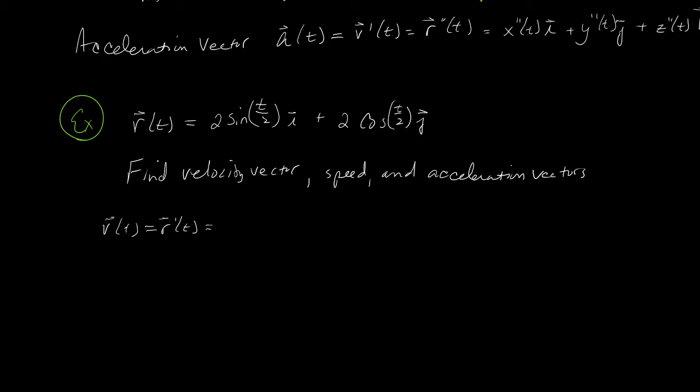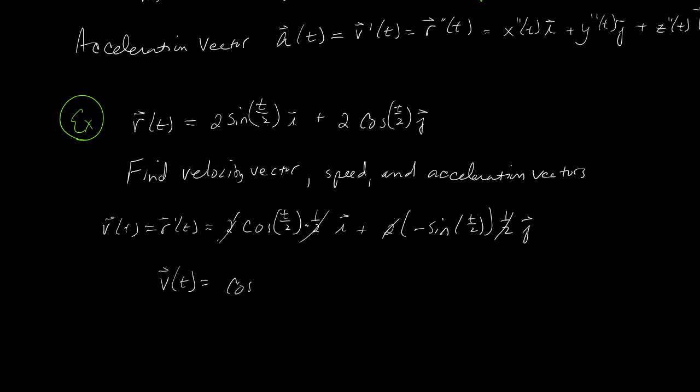So the velocity vector is, of course, r prime of t, which is going to be equal to cosine of t over 2. We had a 2 in front, and the derivative of sine is cosine of t over 2, and then we chain on the derivative of t over 2, which is 1/2, which cancels with that 2. So that's our i direction, plus 2 times negative sine of t over 2, chain on 1/2, and that's in the j direction. So our velocity vector is equal to cosine of t over 2 i minus sine of t over 2 j.